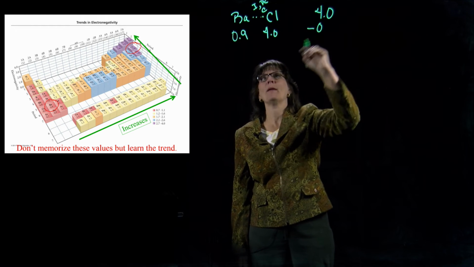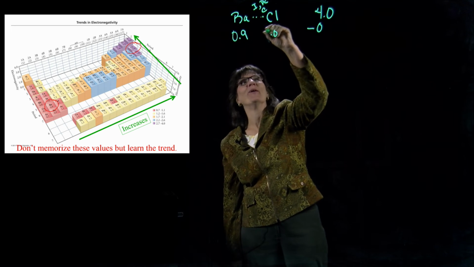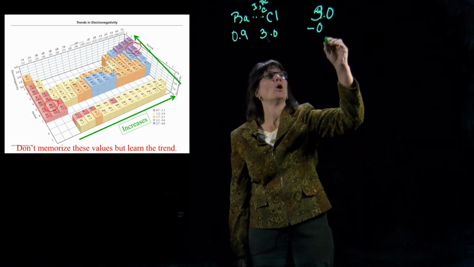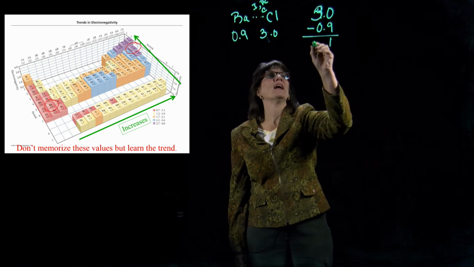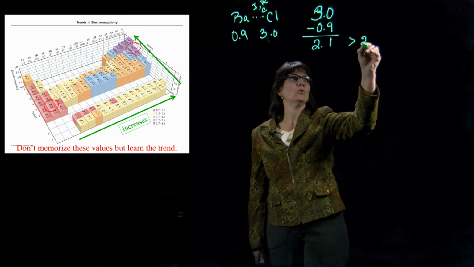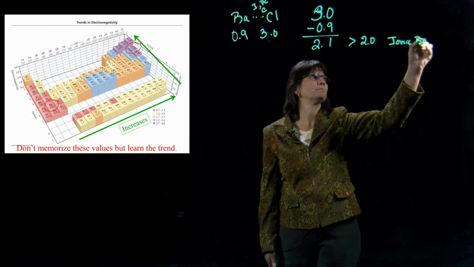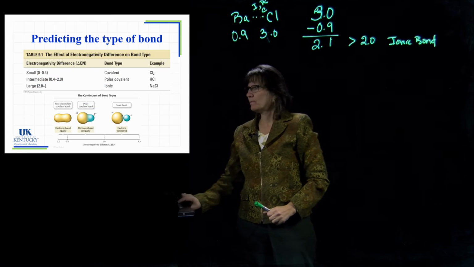4.0 minus 0, I'm sorry, I said 4.0, but it's not 4.0. It is 3.0. All right, so we have the 3.0 minus the 0.9, and what does that give us? That gives us a 2.1. Now that is greater than 2, so yes, this is an ionic bond. Okay, now let's go to the next one.